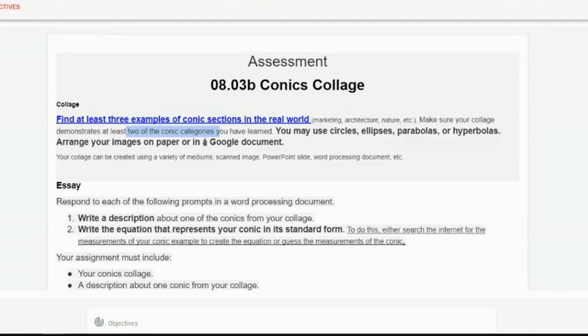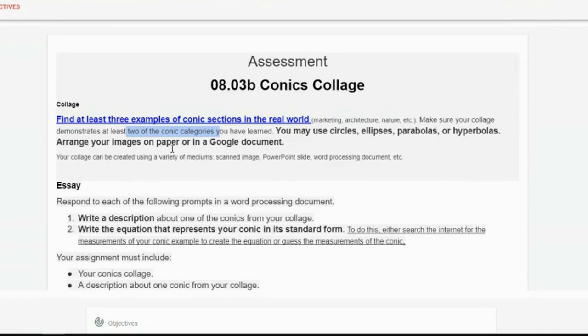If you have 3 circles, you also have to add another shape because you have to have at least 2 different conics among your at least 3 examples. You can give more than 3 examples. If you're going to have 3 circles, you might add an ellipse also. So you can use circles, ellipses, parabolas, hyperbolas.